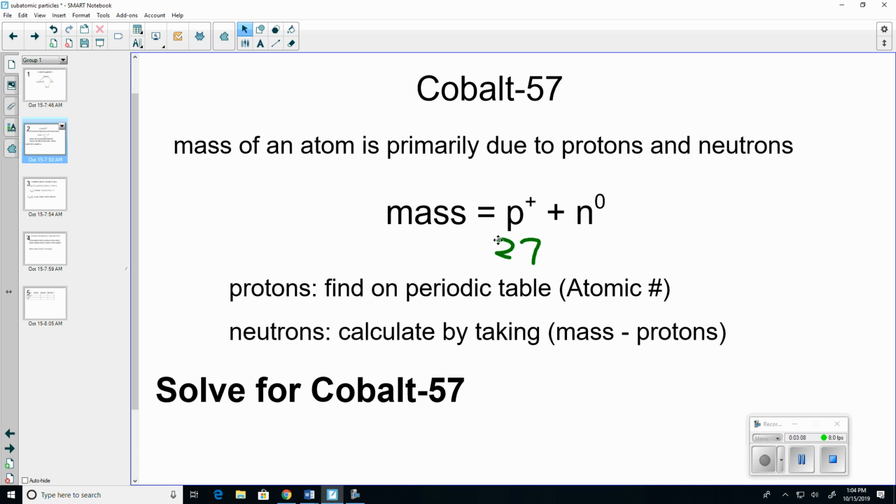What you're going to learn today is that the neutrons can vary for an element. That's called isotopes. The electrons can vary for an element, so you can have ions. However, the protons stay the same. 27 protons is the identity of cobalt. Like its DNA, if you will. It's what's on the inside that makes it what it is.